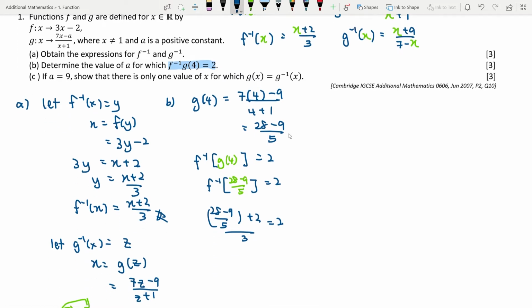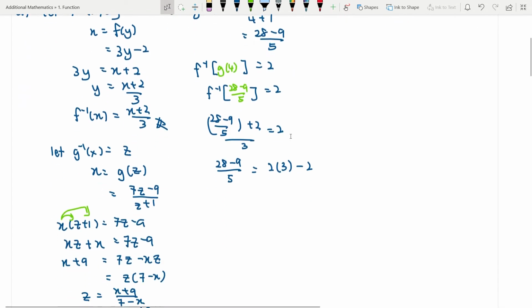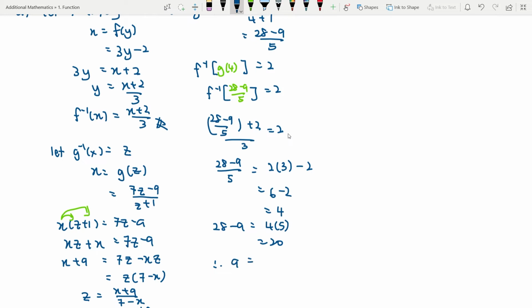Our purpose here is to find the value for a. Therefore, we multiply both sides with 3 and then minus 2. We get (28 minus a) over 5 is equal to 2 multiplied with 3 minus 2, which is 6 minus 2, we get 4. Then we multiply both sides with 5. 28 minus a equal to 4 times 5, which is 20. Therefore, a is equal to 28 minus 20, and we get a equals 8.